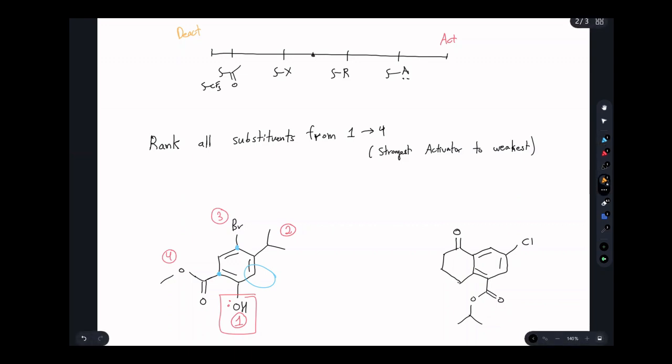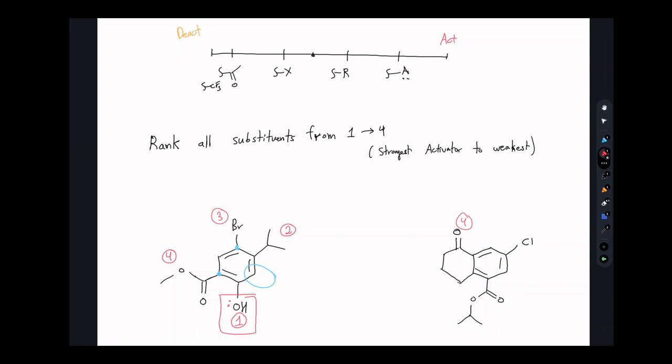Looking at the second chemical, we see a benzene ring, and to complicate it a bit, we have another ring system as part of it. Don't be too worried about that. We're only looking at what's directly connected to the benzene. So on the top of this ring, once again, we see that strong deactivator, a carbonyl that can withdraw electrons from the ring, and as such, we'll rank this as the lowest priority.